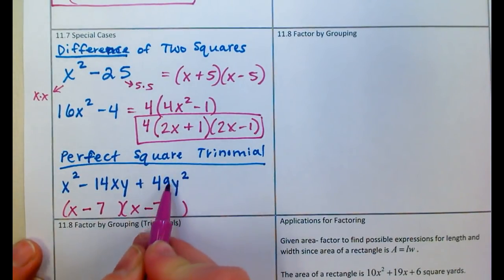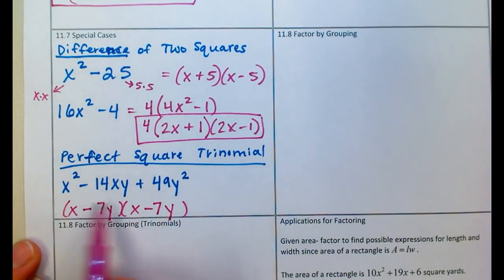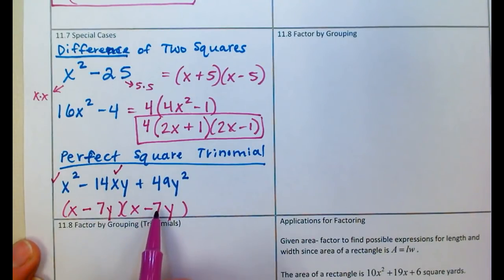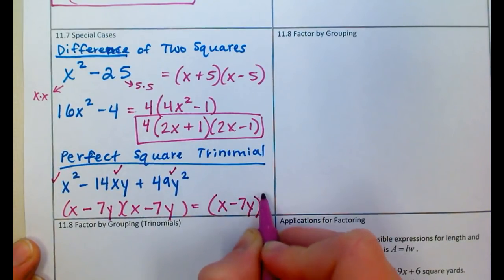And then my y squared term just puts a y on the second part. So x times x is x squared. Negative 7xy and negative 7xy get me negative 14xy. And negative 7y times negative 7y is positive 49y squared. We would rewrite this answer, since it's the same exact binomial, as x minus 7y squared.